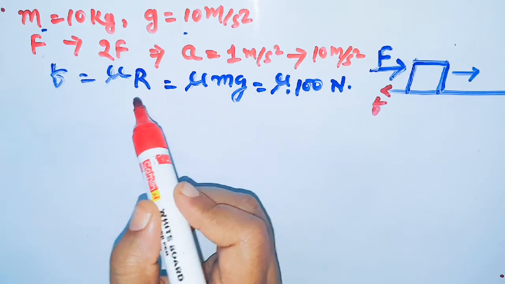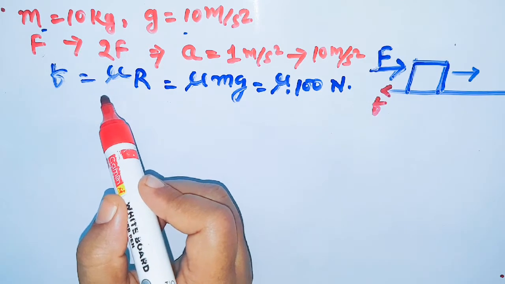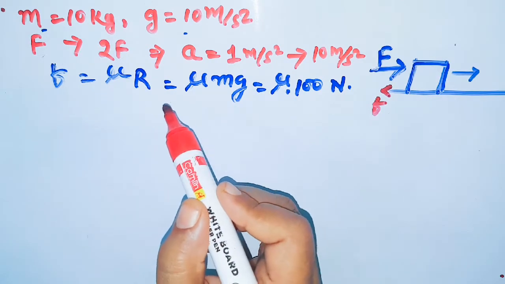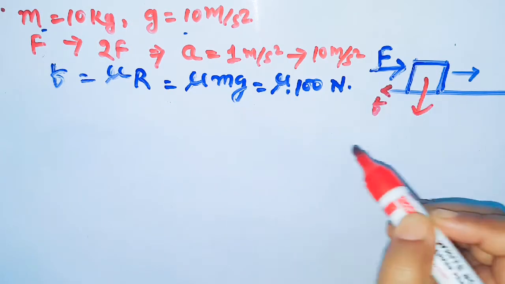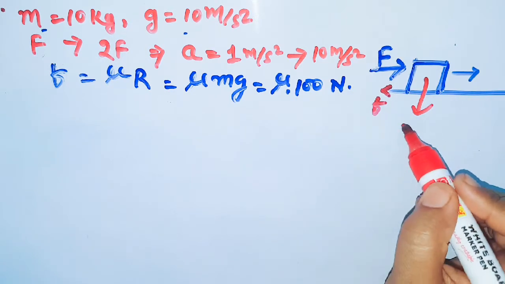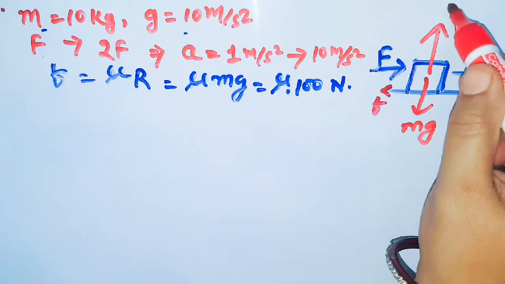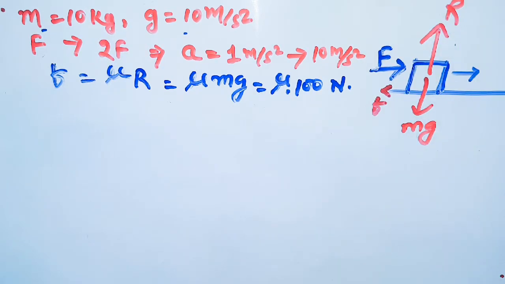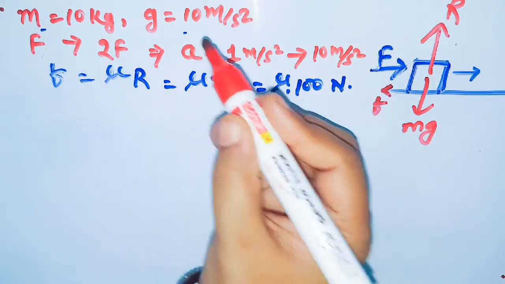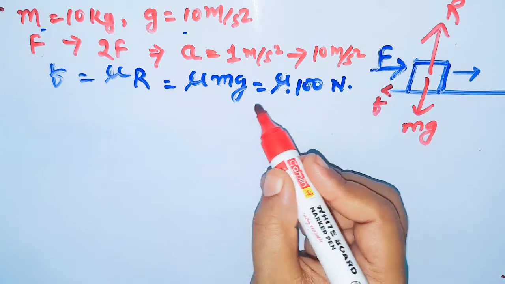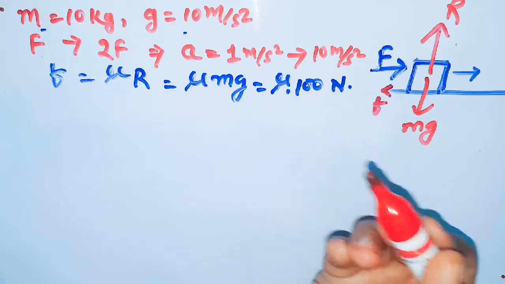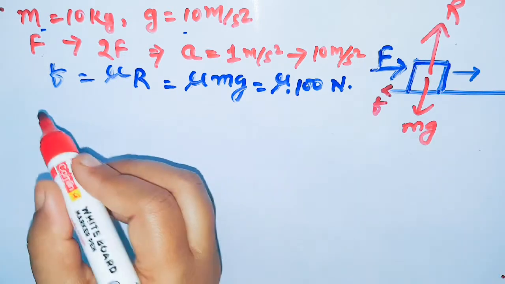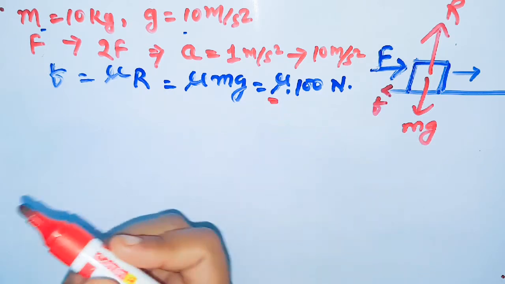into reactional force. Mu is the coefficient of friction which is to be calculated, which equals mu into mg, as the body rests on a horizontal surface, weight is acting downward and reactional force is acting upward. So R is equal to mg, which equals m is given 10 kg, g is given 10 meter per second square, which equals mu into 100 Newton. So this is the frictional force. We have to calculate this mu.